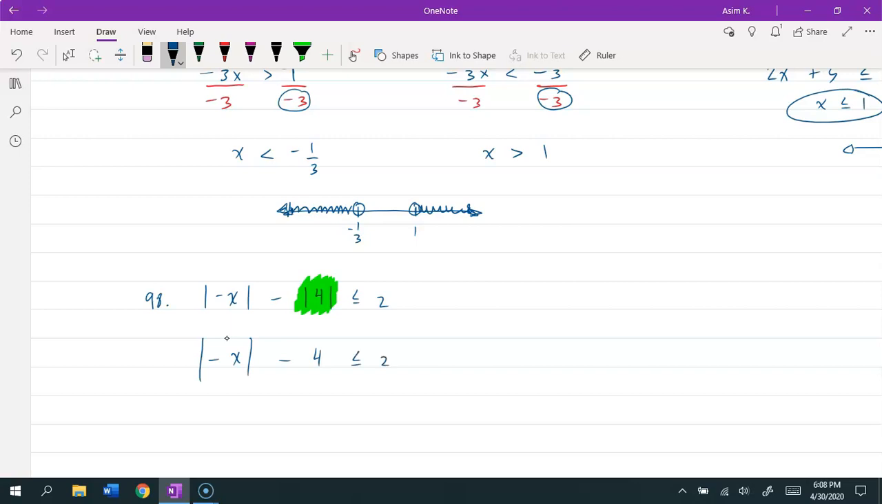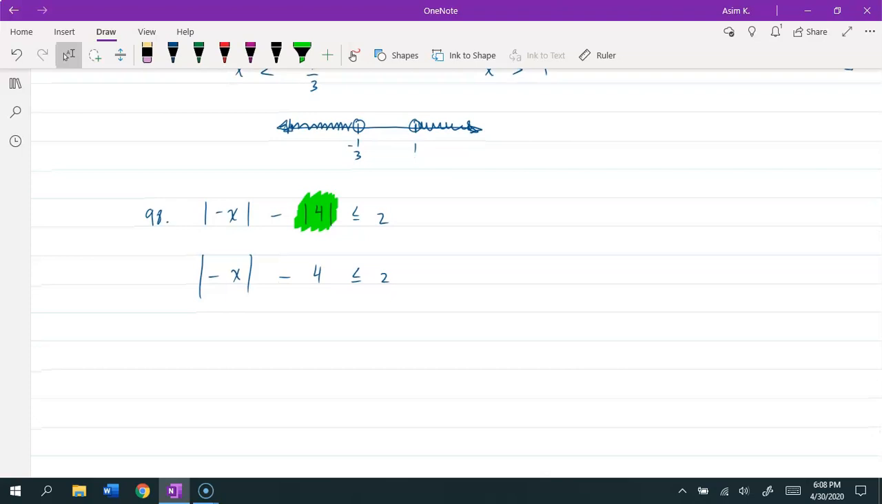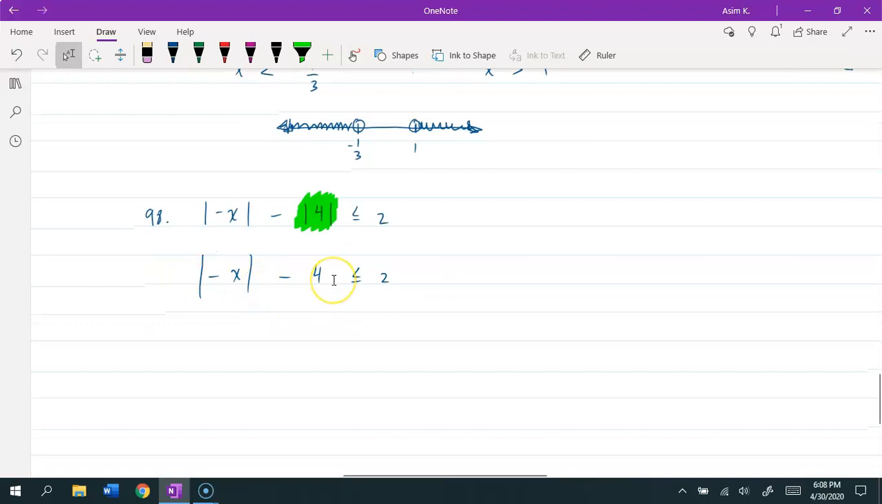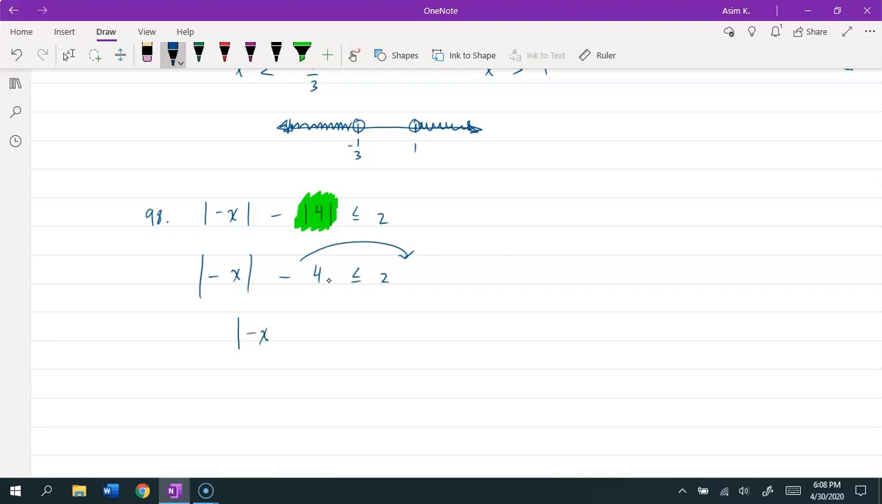So here's what that looks like. Now you don't want to start flipping this into cases just yet. What you want to do is make sure that there is only an absolute value on the left side. You can't do any of these cases unless there's an absolute value on the left side. So we are going to move the 4 over. So here's what you have. The absolute value of negative x is less than or equal to 6.